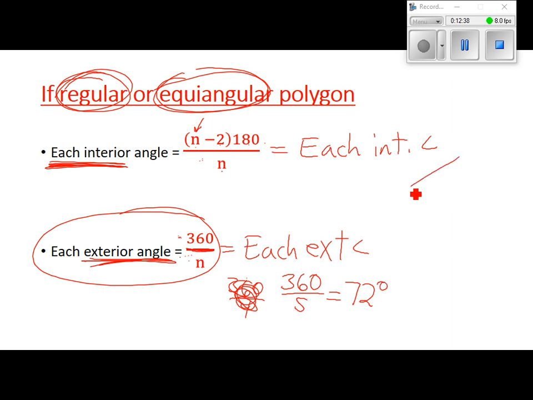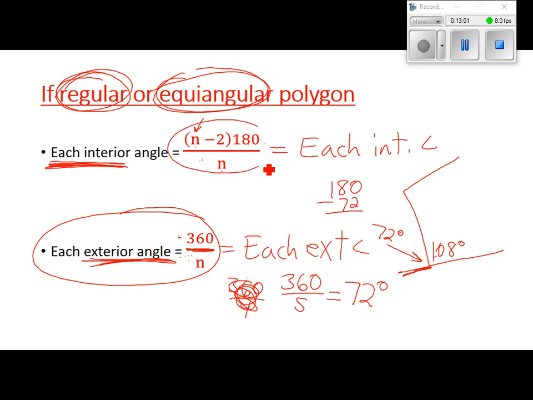Whatever shape I'm looking at, however many sides it has, if each exterior angle, that's an exterior angle there, is 72 degrees, then we can find each interior angle just by subtracting that from 180 because they have to be supplementary. So we just do 180 minus 72, which is 108. So we can find this by using this. And that's a little easier sometimes, just to do this formula.